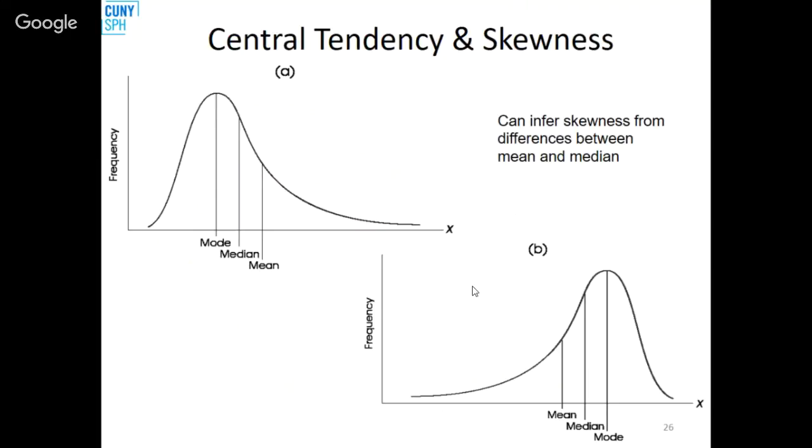As I mentioned, you can infer skewness from the difference between the mean and the median and the mode. The difference, how big that difference is, and which is larger. The mean is the one that gets skewed away from the mode and the median. So if you have the mean being larger, that's a right skew. The mean being lower, that's a left skew.